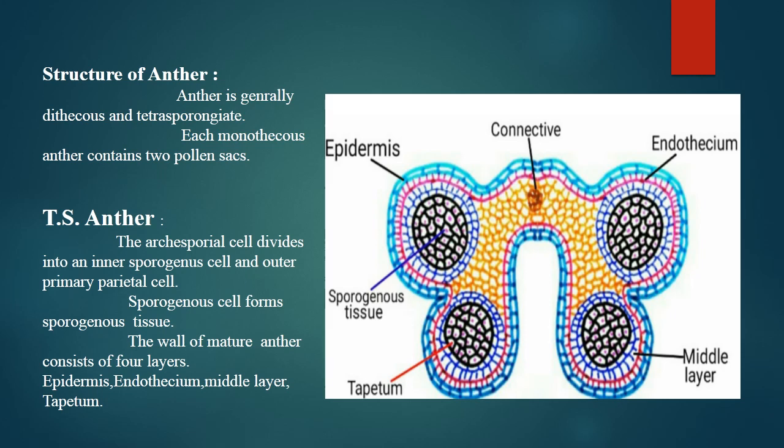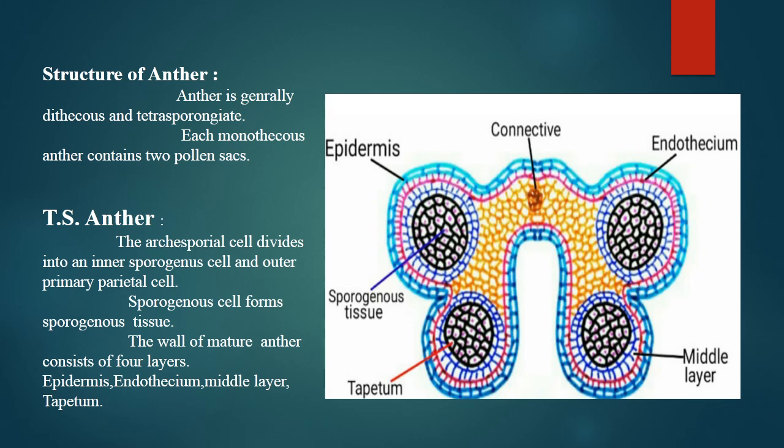This is the TS of the anther. The outer layer is the epidermis, then the endothecium. This is the middle layer. This is the tapetum, this is the sporogenous tissue, and this is the connective. Epidermis means the surface epithelium of the skin. It is a single layer and protective in function. The cells undergo repeated anticlinal division.